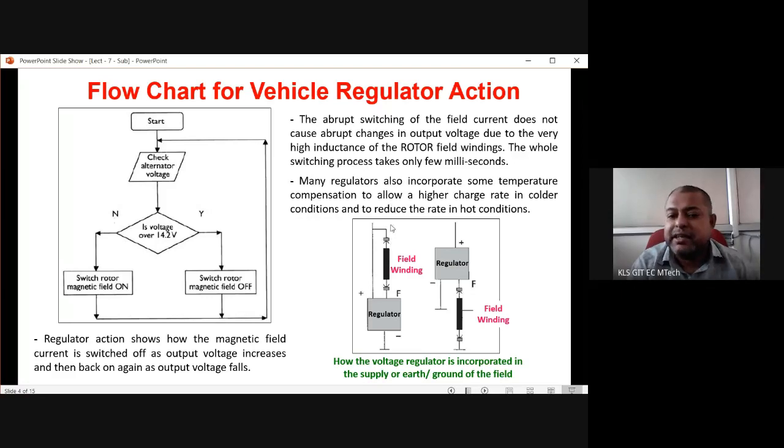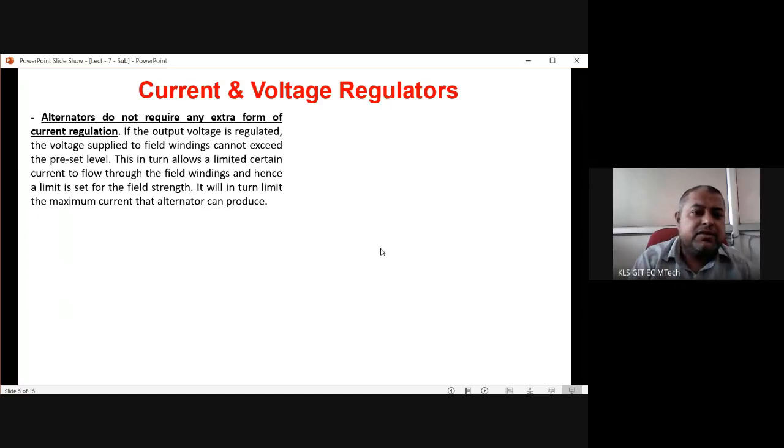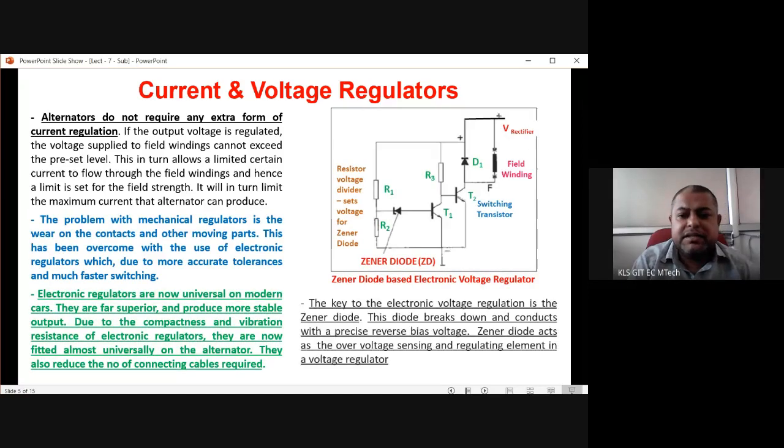Actually, we are supposed to cut or start current flowing through this field winding by means of the regulator, depending on the input condition. The more the input voltage here, the more we have to cut the supply to the field winding. The less the voltage here, the more we have to switch on the current flowing through the field winding. So this circuit is very important. This is another type, but generally we will be studying the first type here. This shows how the voltage regulator is incorporated in the supply, earth, ground or field connection. Let us see what kind of circuit is here.